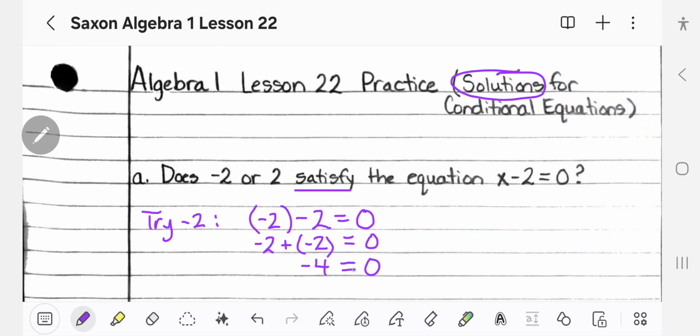That does not equal 0. This is false. So no, it is not a solution. It is not a root, and it does not satisfy the equation.